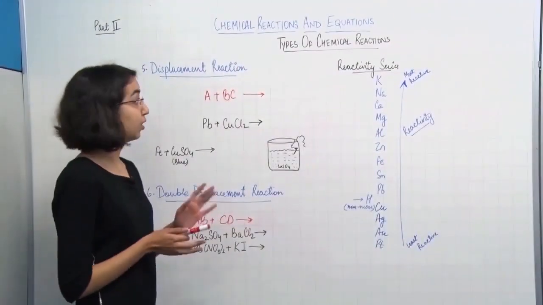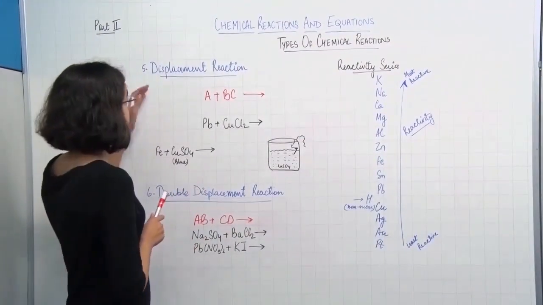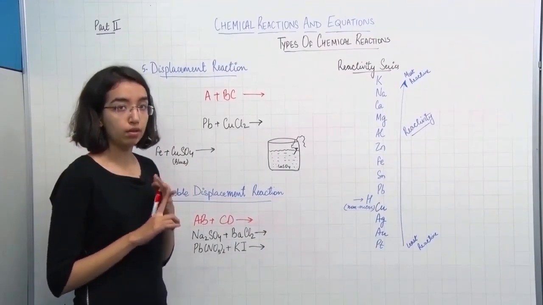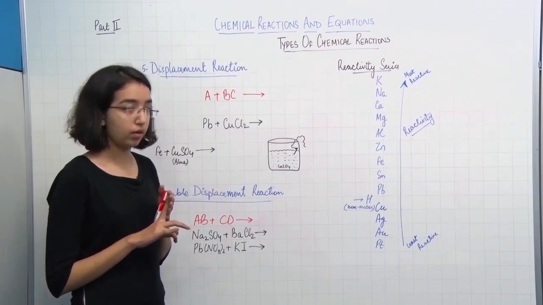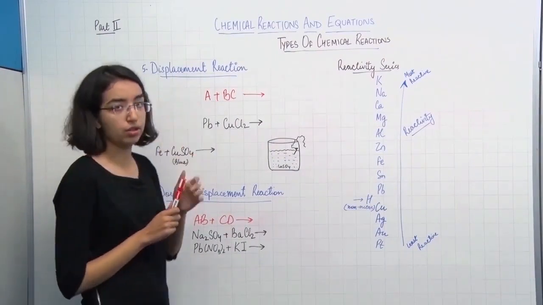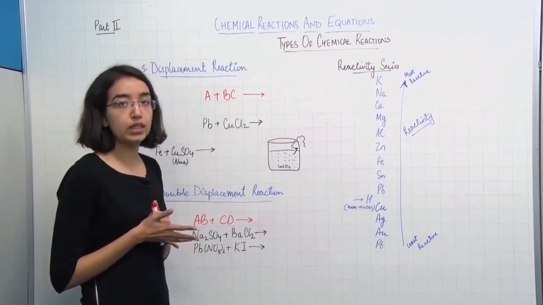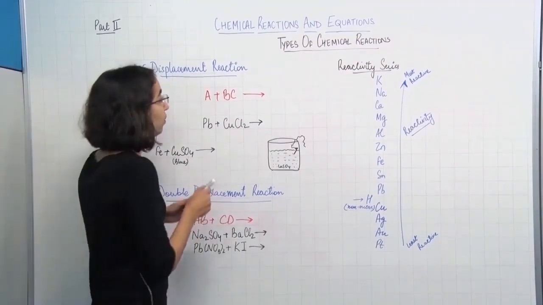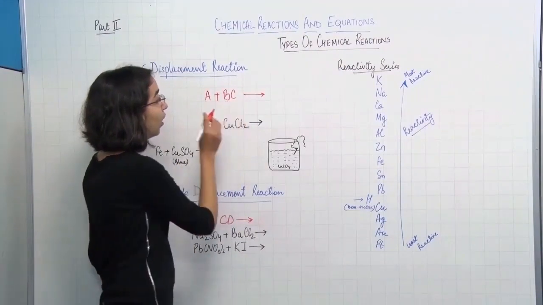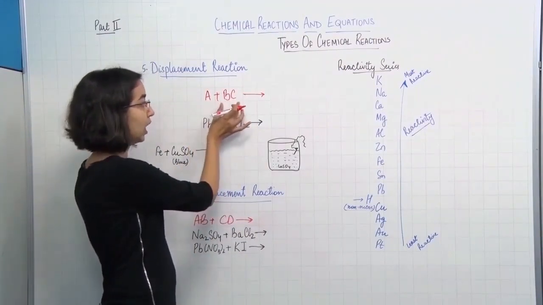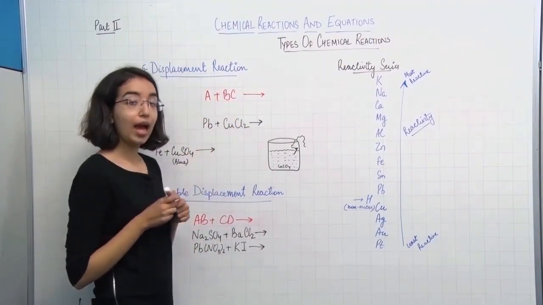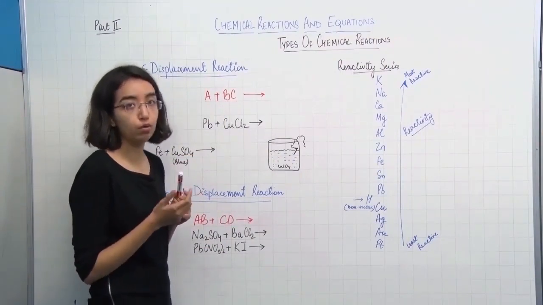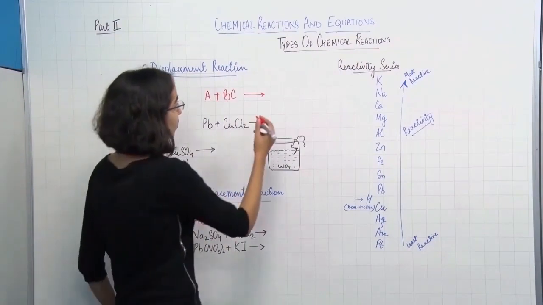Moving on from the previous reactions, the fifth type of reaction after combination, exothermic, decomposition and endothermic reactions is the displacement reaction. It is different from the previously discussed reactions as it has its own properties. You'll see as we go. In a reaction where one single element and one compound are reacting and a more reactive element displaces an element from its compound, it is called a displacement reaction.